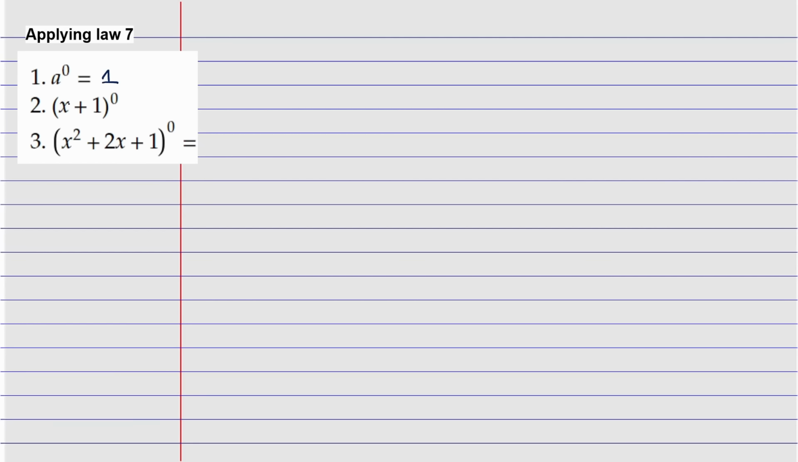So again, anything, whether it's 2 terms or 3 terms, if they're in a bracket and they're to the power 0, that's still going to be equal to 1, right? Even here, since x squared plus 2x plus 1 are all inside a bracket and all to the power 0, that means this is going to be equal to 1.